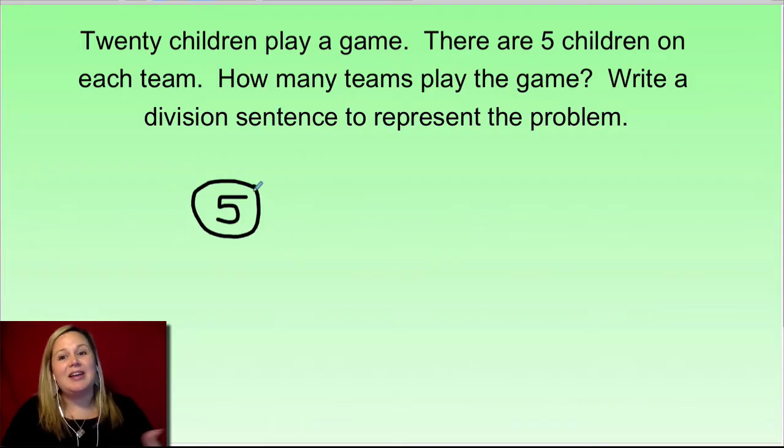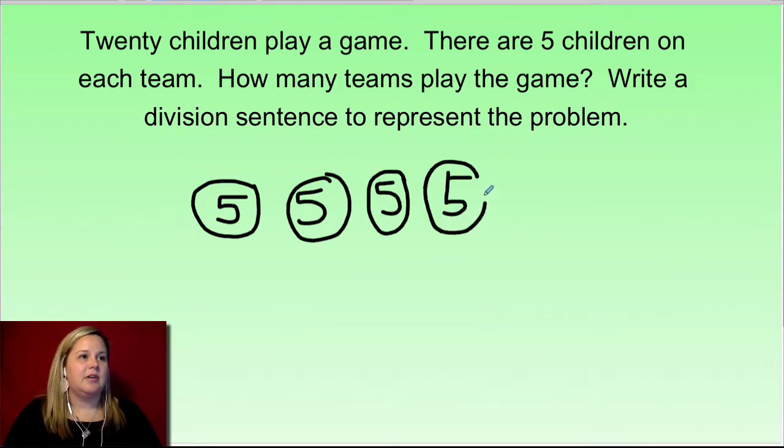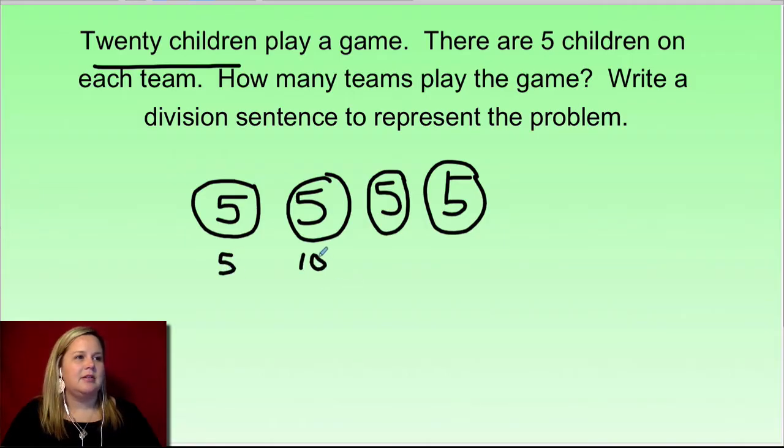Then I'm going to count by 5s as I draw those until I get to 20, because there's 5 in each group. So 5, 10, 15, ooh, that's a crazy 5, 20. I can label those down on the bottom so I don't forget. I stopped counting at 20 because that was the total number of children that played in the game, 20 children. So underneath here, 5, 10, 15, and 20.